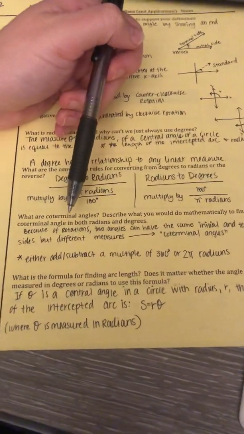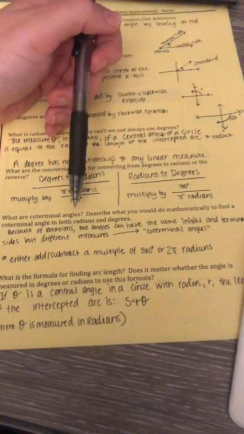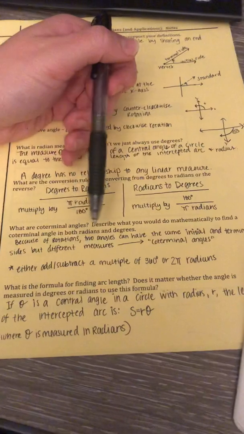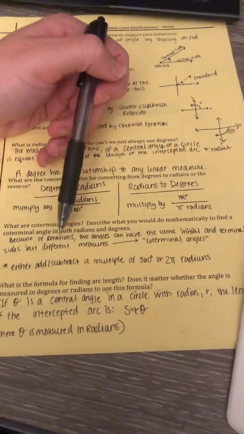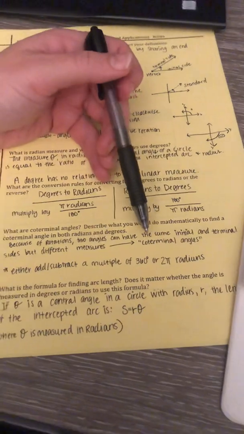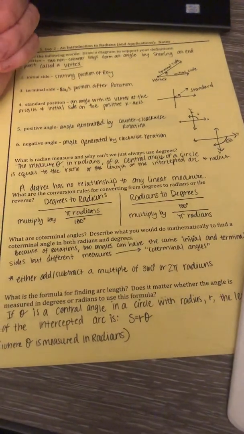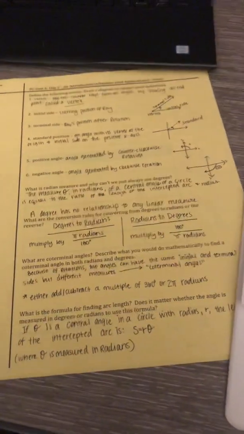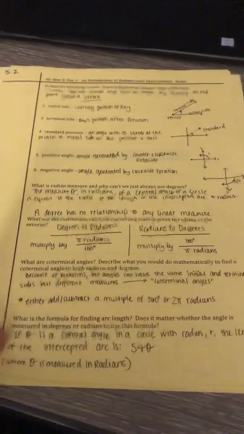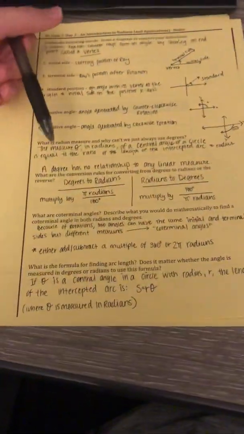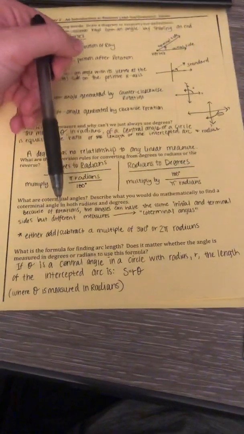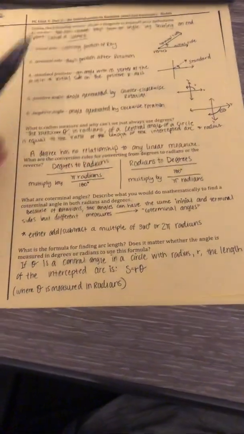What are coterminal angles? Describe what you would do mathematically to find a coterminal angle in both radians and degrees. All right, because of rotations, two angles can have the same initial and terminal sides, but different measures. These are called coterminal angles, and we'll eventually draw a picture of this, but for now, these are just definitions for you guys. So as we go through 5.2, past this page, onto others, you'll get pictures and definitions as we go, examples of everything, which will help a lot. All right, you can either add or subtract a multiple of 360 degrees or 2 pi radians, which, again, we will do all that later on in 5.2.